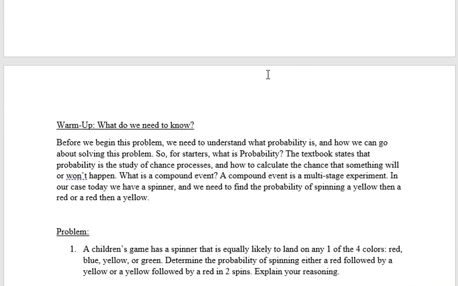For starters, before we begin this problem, we need to understand what probability is and how we can go about solving this problem. What is probability? Well, the textbook states that probability is the study of chance processes and how to calculate the chance that something will happen or won't happen. And something else we need to know is a compound event. A compound event is a multi-stage experiment. In our case today, we have a spinner, and in 2 spins, we need to find the probability of spinning a yellow and red or red and yellow.